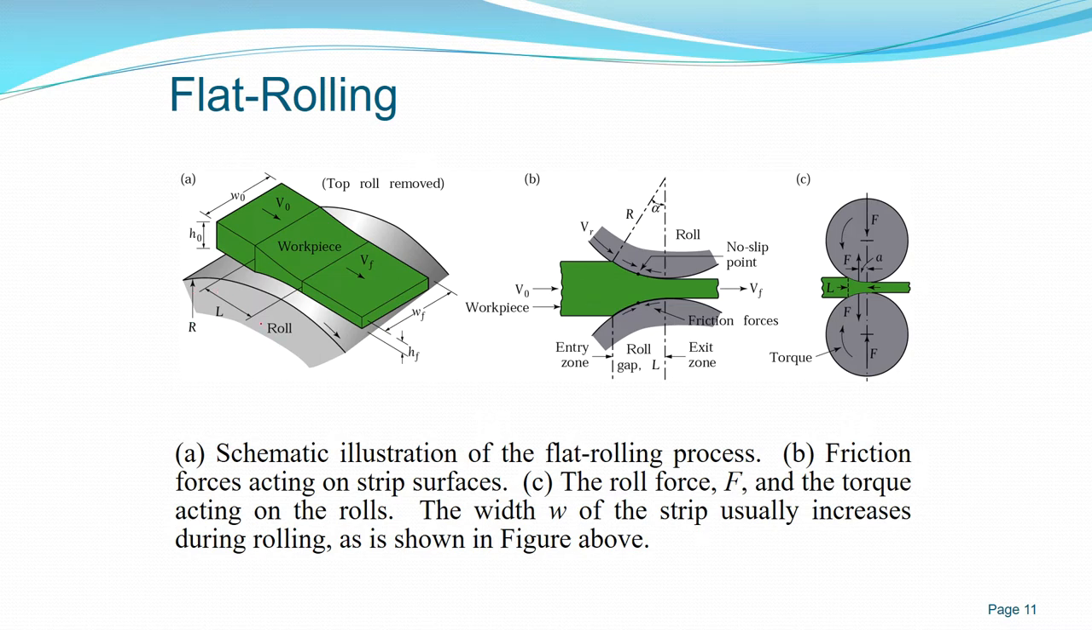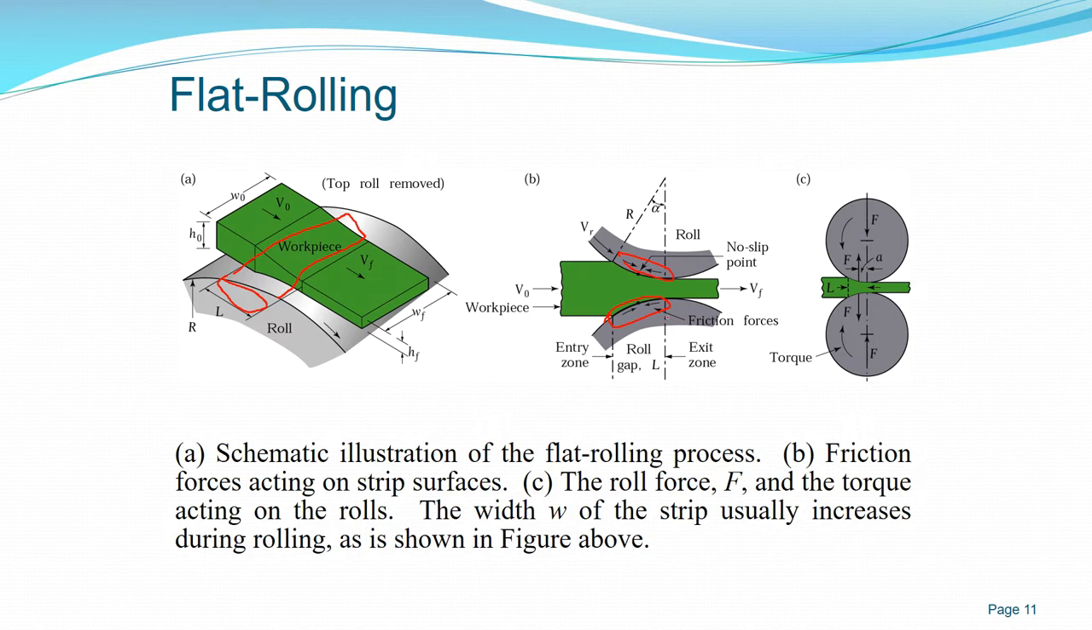This is the rolling phase, the length of the roll, this area being the area that is touched by the workpiece. And in B, we show the frictional force acting on the workpiece. We have the initial volume and then the final volume, which is the workpiece, and then the roller. Alpha would be the contact angle, and R would be the no slip point. This is the no slip point coming here, and this will be the roll gap, meaning this is the part that is in contact with the workpiece.